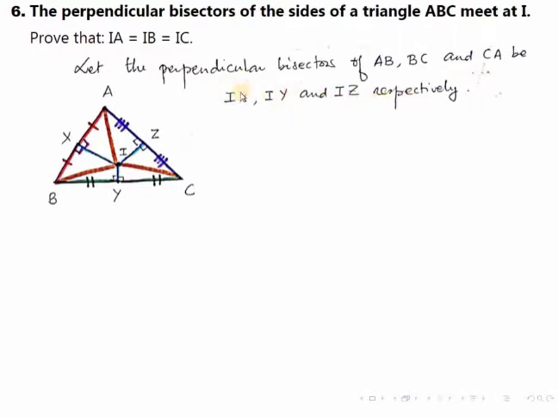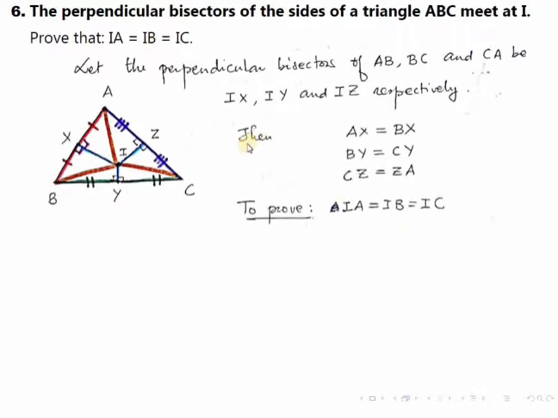The perpendicular bisectors of AB, BC and CA are IX, IY and IZ respectively. IX is the perpendicular bisector of AB, IY is the perpendicular bisector of BC, and IZ is the perpendicular bisector of AC. So what we observe is AX equals BX, as I said, BY equals CY and CZ equals ZA. Now we need to prove that IA equals IB equals IC. That's what we are asked to prove. Let's see how to prove this.